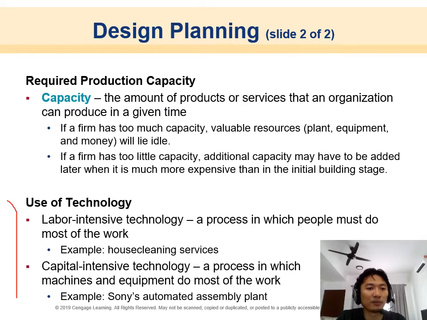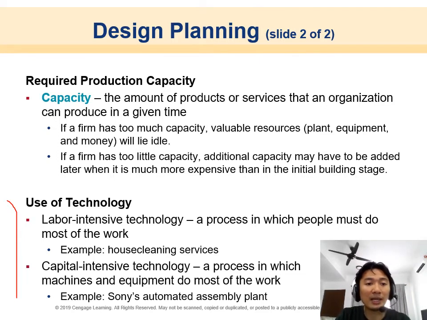Use of technology. Managers must determine the degree to which automation will be used to produce a product or service. And there is a trade-off between high initial costs and low operating costs for automation, or low initial costs and high operating costs for human labor. So if a company wants to use heavy automation, our initial cost would be very high, but our operating cost would be very low. If we want to use more human labor, our initial cost would be very low, but our operating cost would be quite high. So there are two types of use of technology.